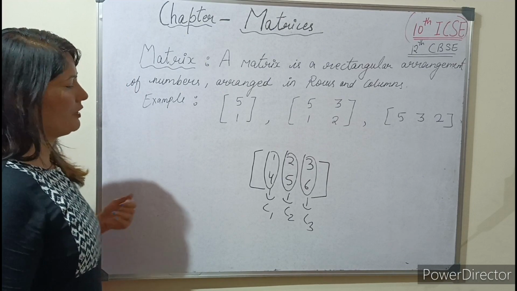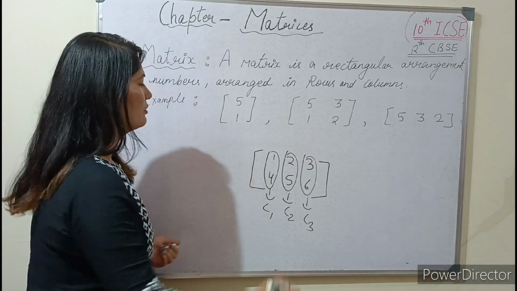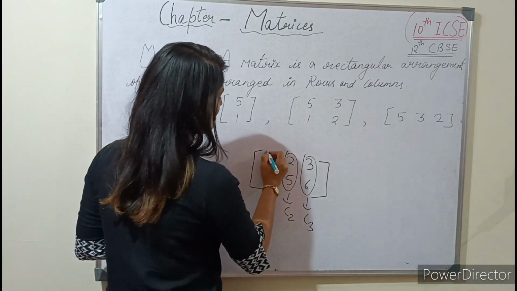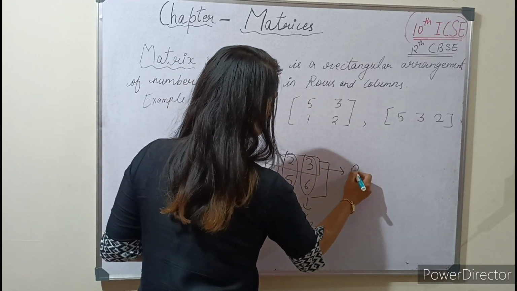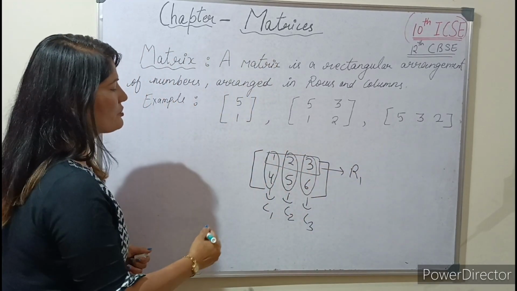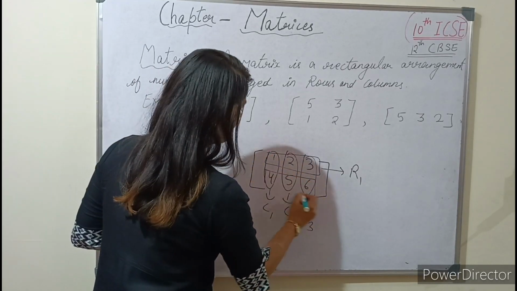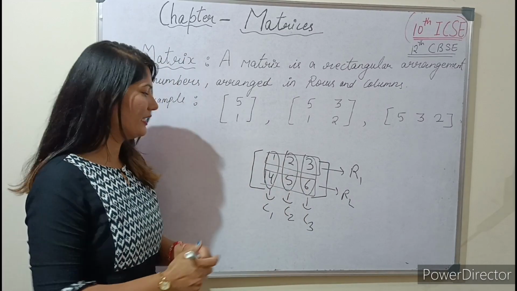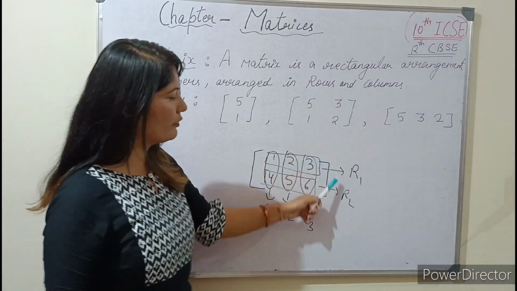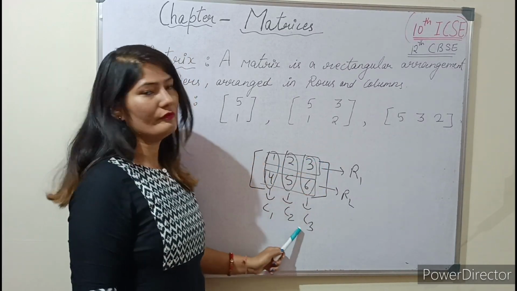Right. Now if we have to find the number of row, so always remember that this horizontal line like this, these are known as row. This is the first row and this one is the second row. So we can easily say that in this matrix there are 2 number of row and 3 number of column.